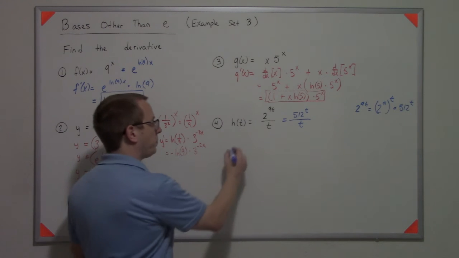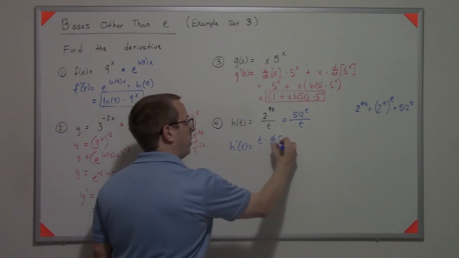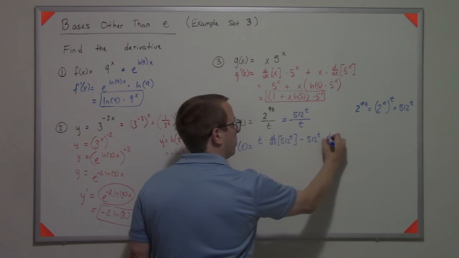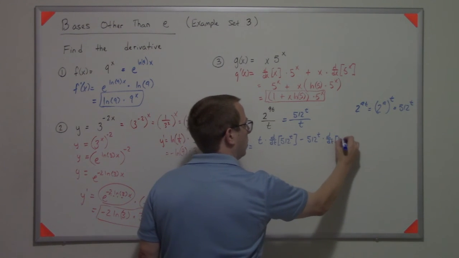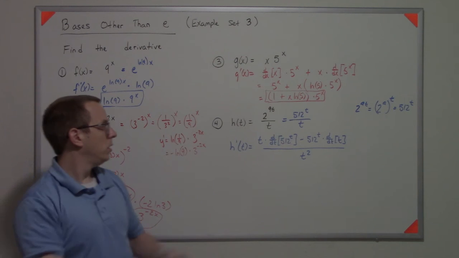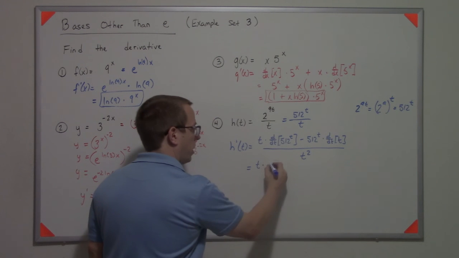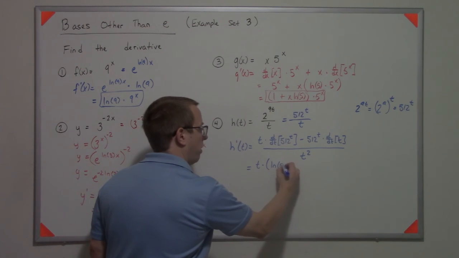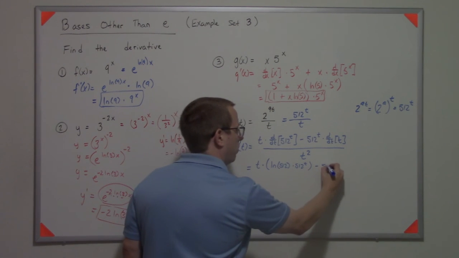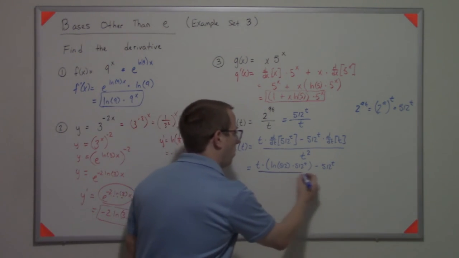So let's do a quotient rule. Quotient rule says low times the derivative of high, minus high times derivative of low, over low squared. So t is there, and then the derivative of 512 to the t is natural log of 512 times 512 to the t, minus 512 to the t, and then the derivative of t with respect to t is just 1, and that's all over t squared.